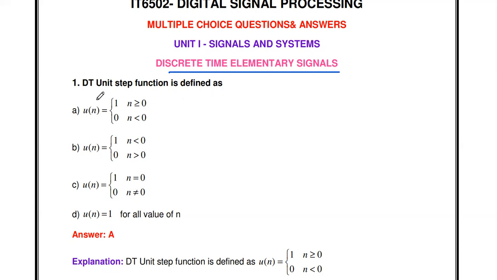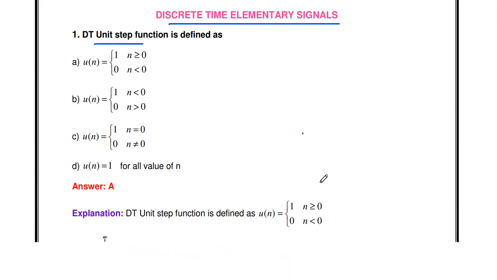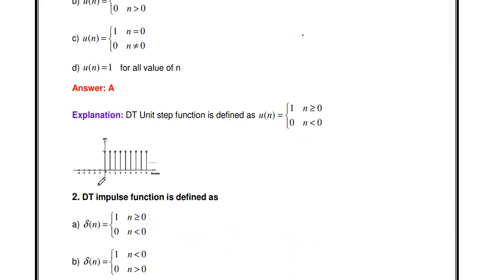So the first question: the discrete time unit step function is defined as, with four choices given. So what is a unit step function? The name unit step implies the shape is like a step. You see the graph, this is the discrete unit step. For negative values of time, the amplitude is 0. Then from n equal to 0 to positive values of n, the amplitude is 1. This is defined as a unit step.